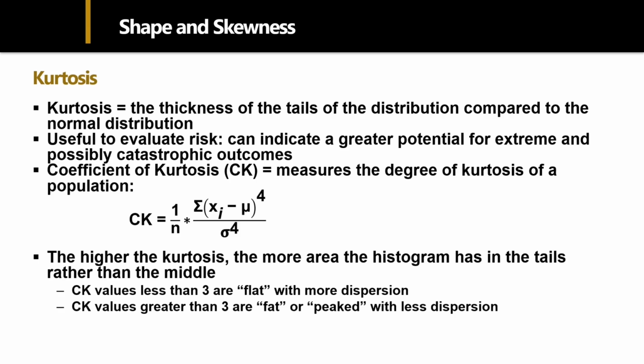As I said, the higher the kurtosis number, the more area in the histogram of the distribution in which the tails are larger than in the middle. 3 is the cutoff point. Any CK value less than that is often described as flat or not peaked. And any CK value over 3 is often referred to as peaked or fat. This means it has less dispersion.